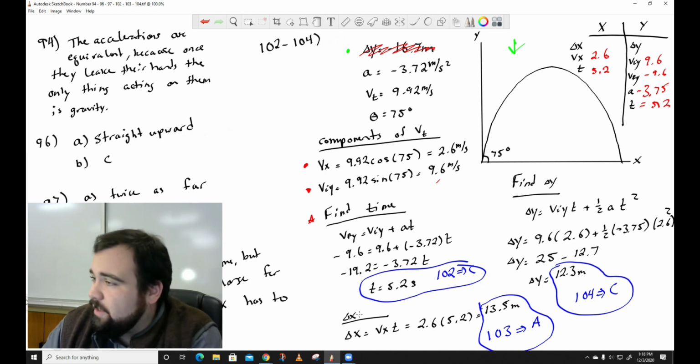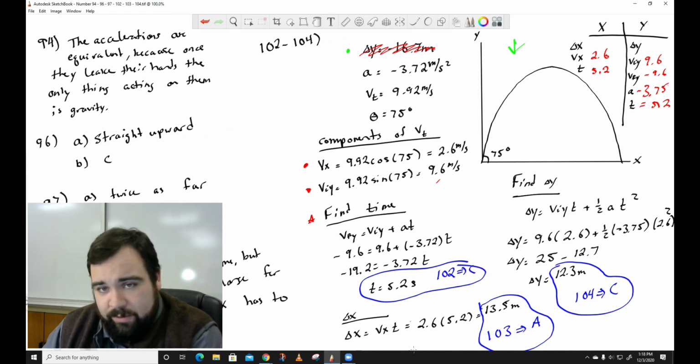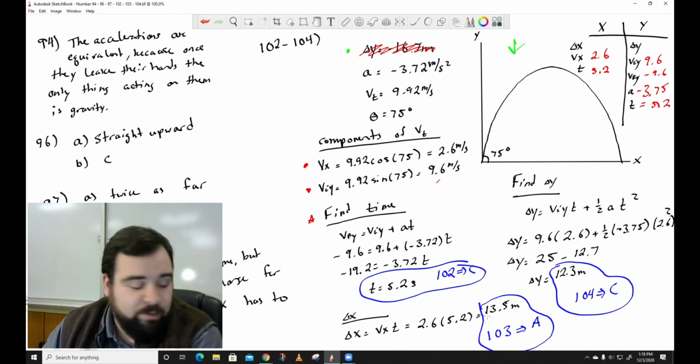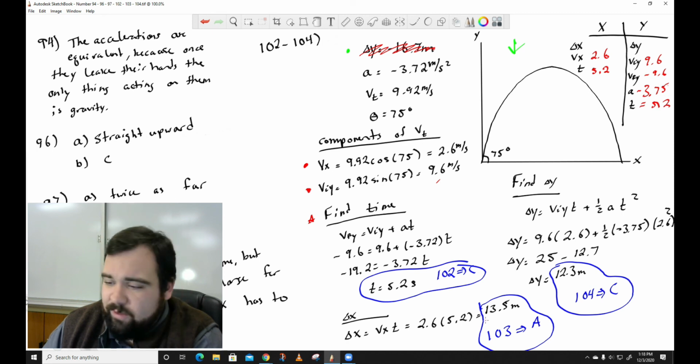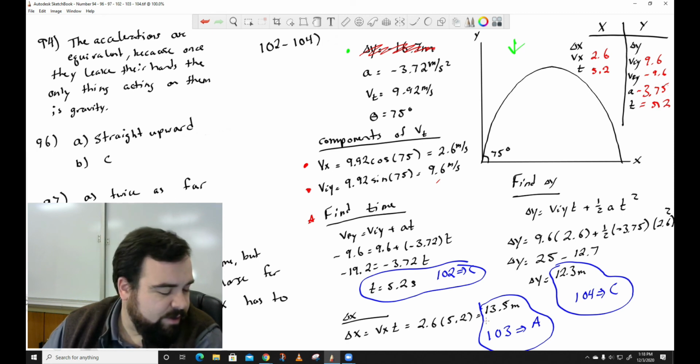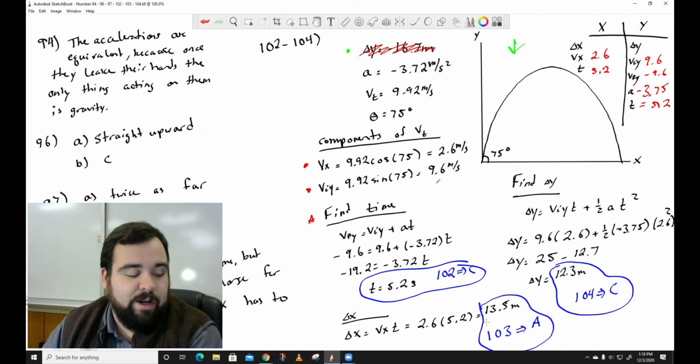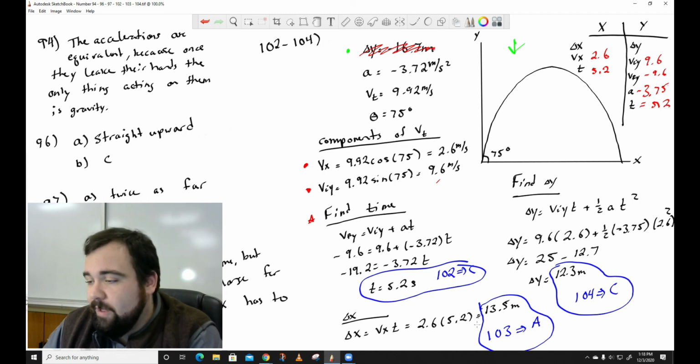Next up, let's find delta x. So we're going to use the delta x equals vxt equation. We know our vx, we know time now. We get an answer of 13.5 meters, which is closest to 13.2, which is option A for number 103.